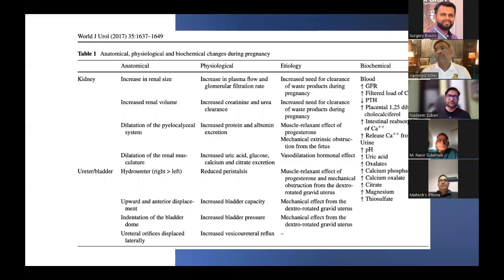Although the citrate level also goes up, and in a way counters some of these changes taking place in the milieu of urine in pregnant women, at times it does not, and you form stones.